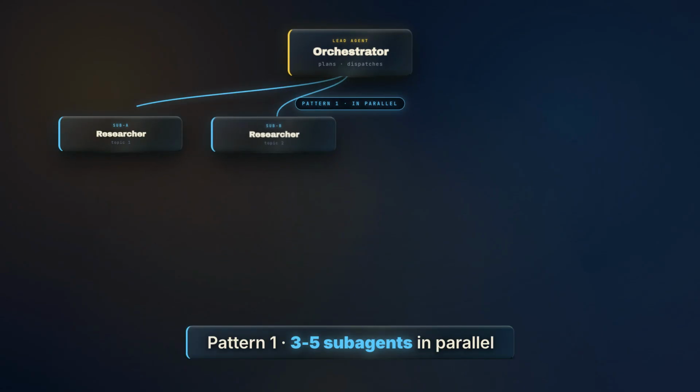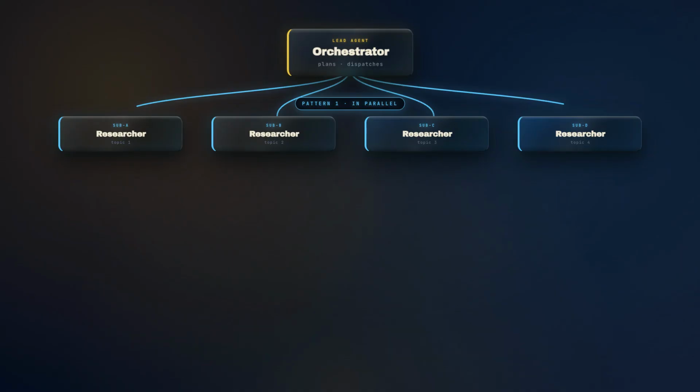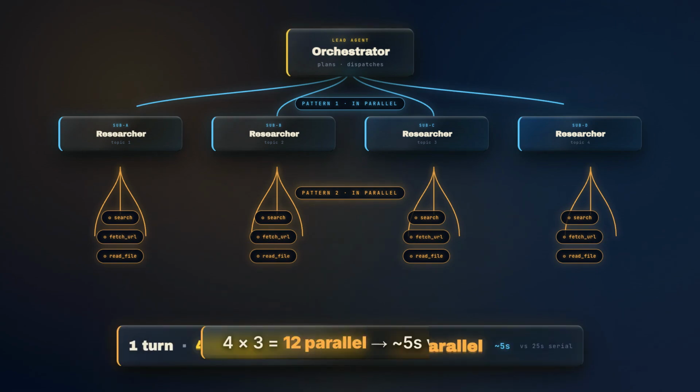Pattern 1. The lead agent spins up 3 to 5 subagents in parallel, not serially. Pattern 2. Each subagent uses 3 or more tools in parallel. Quote, "those changes cut research time by up to 90% for complex queries," end quote. Up to 90% for complex queries. Not all queries, but the ones where it matters, the ones with 3 or more independent lookups, the ones where sequential adds up to seconds you can't justify.